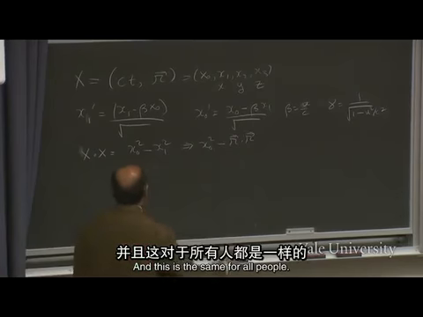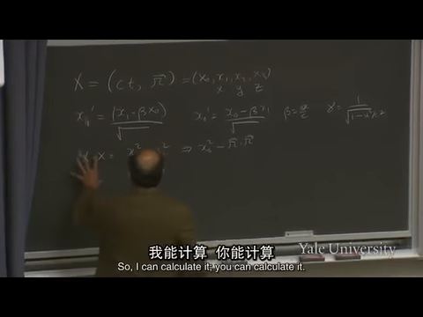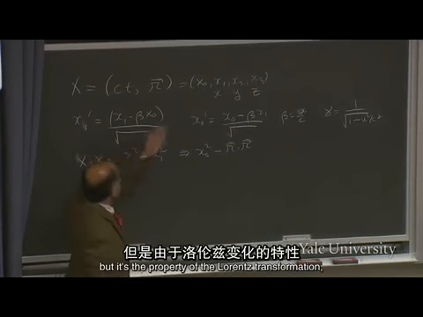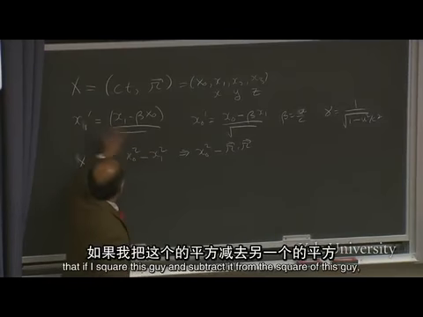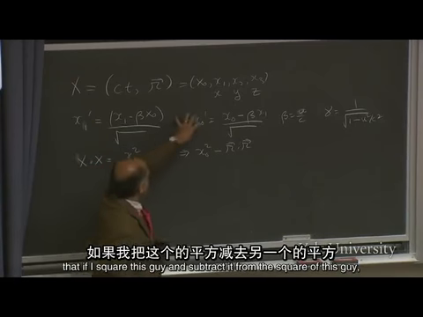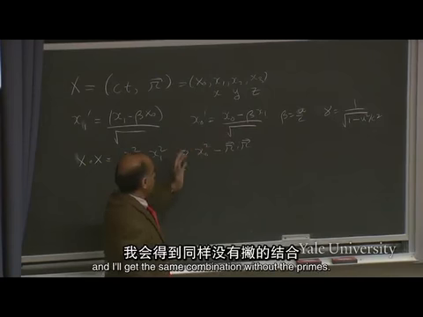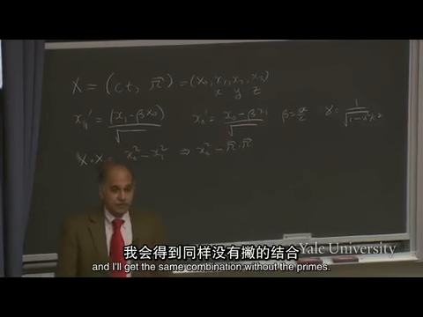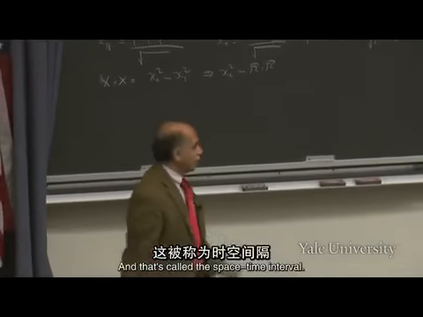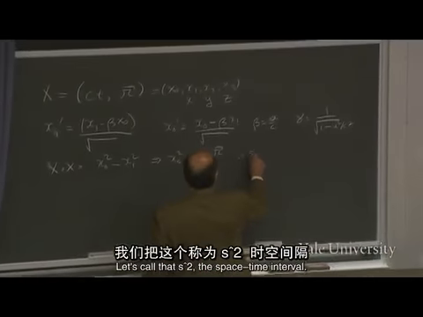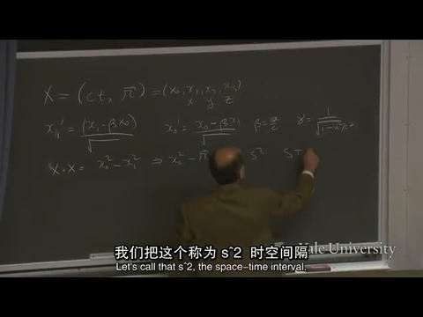And this is the same for all people. So I can calculate it, you can calculate it. Our x naughts and x1 will differ, but it's the property of the Lorentz transformation that if I square this guy and subtract it from the square of this guy, on the right-hand side, some magical things will happen, and I'll get the same combination without the primes. That's like the length of the vector. And that's called the space-time interval. Let's call that s squared, the space-time interval.